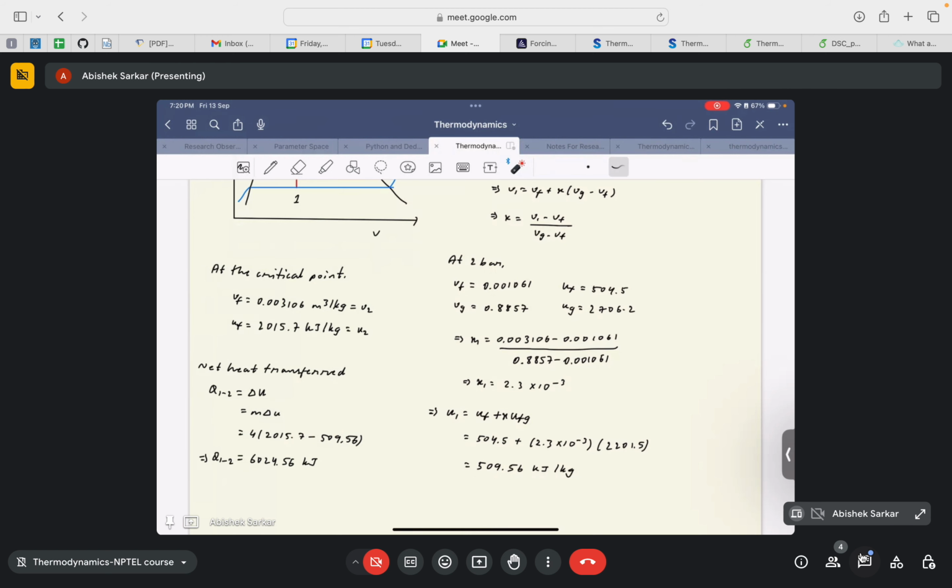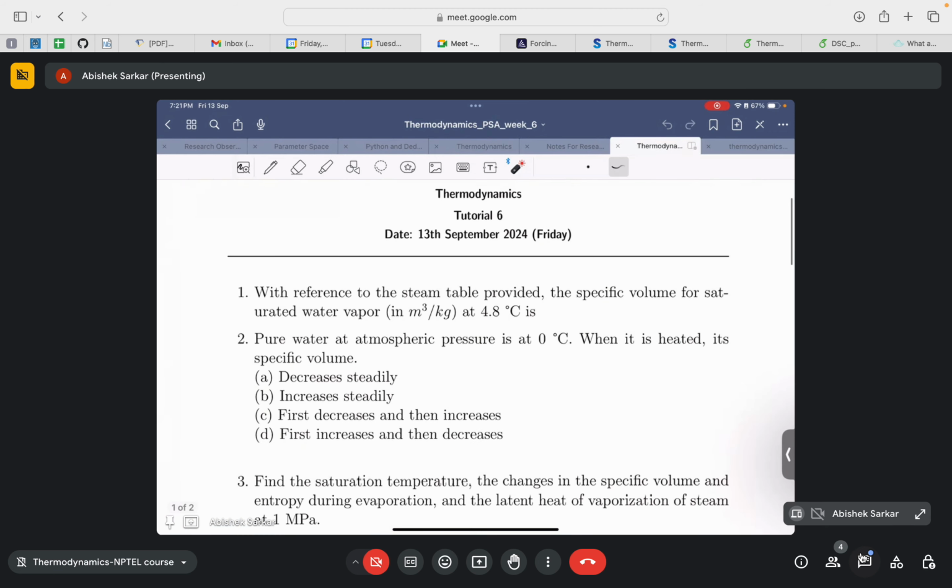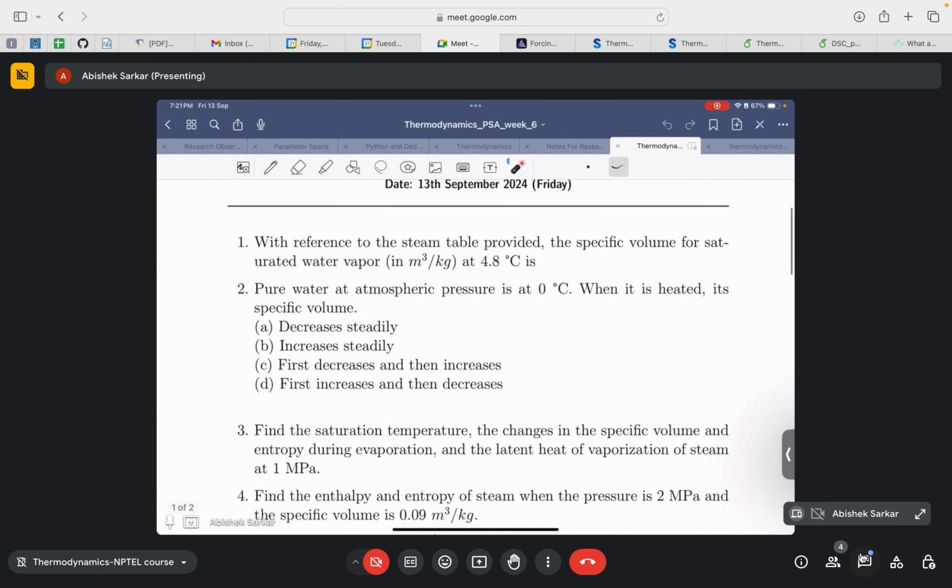Check the units. It will not be per kg because it is multiplied by the mass, so we will get the net heat supplied to the system. I hope this was clear. Let us now go to the questions that we have in our hand for today. One is already done, so let us go to question number 2.